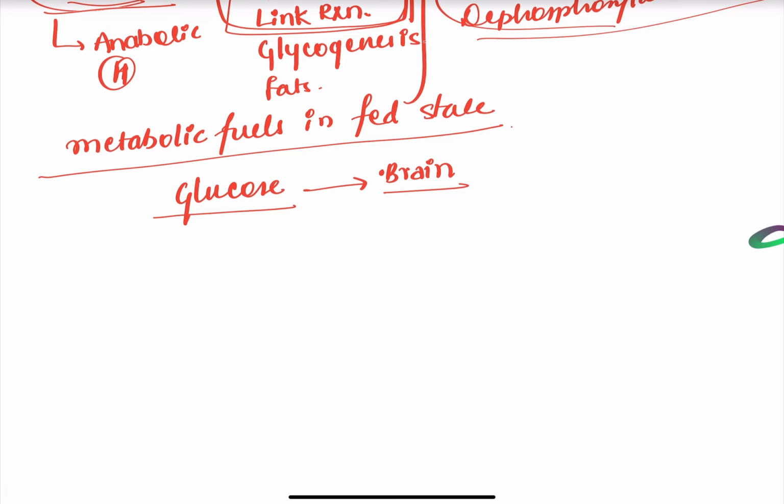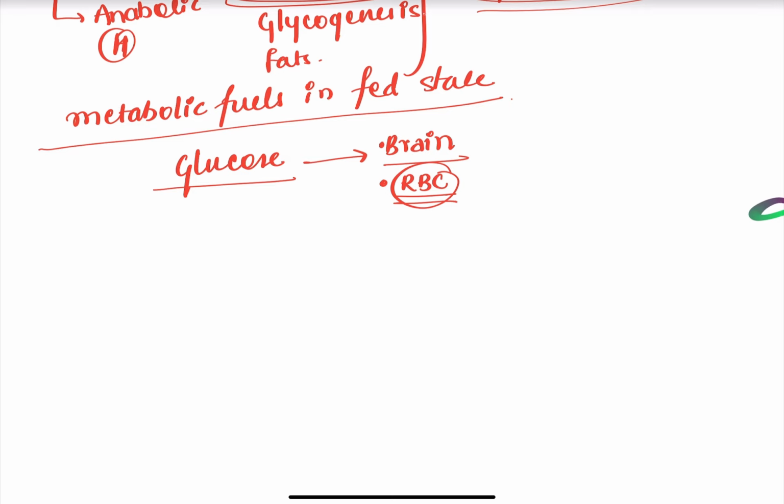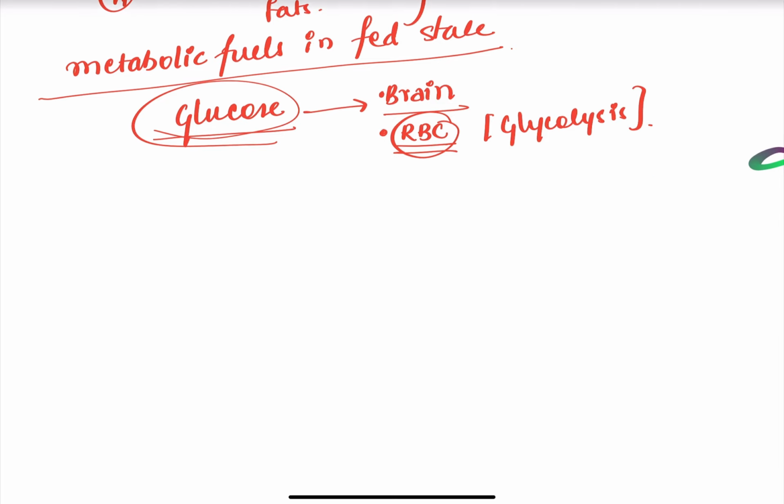Only two organs, the brain and the RBC, use only glucose during the fed state. And RBC, we know, don't have any cell organelle, no nucleus, no mitochondria. So in absence of mitochondria, there is no generation of ATP through oxygen. So RBC have anaerobic respiration, and it totally depends on glycolysis. So glucose is the source in the fed state in RBC and also in starvation. In every state, RBC depends on glucose.